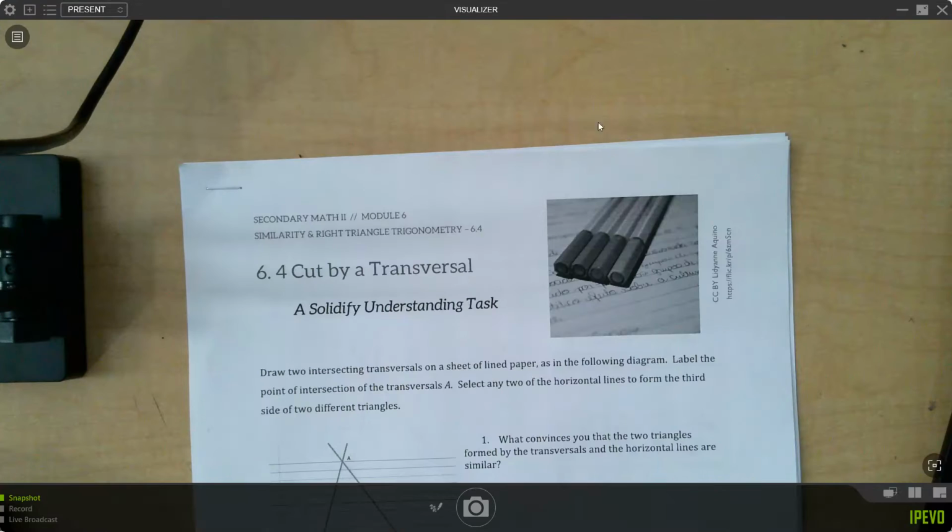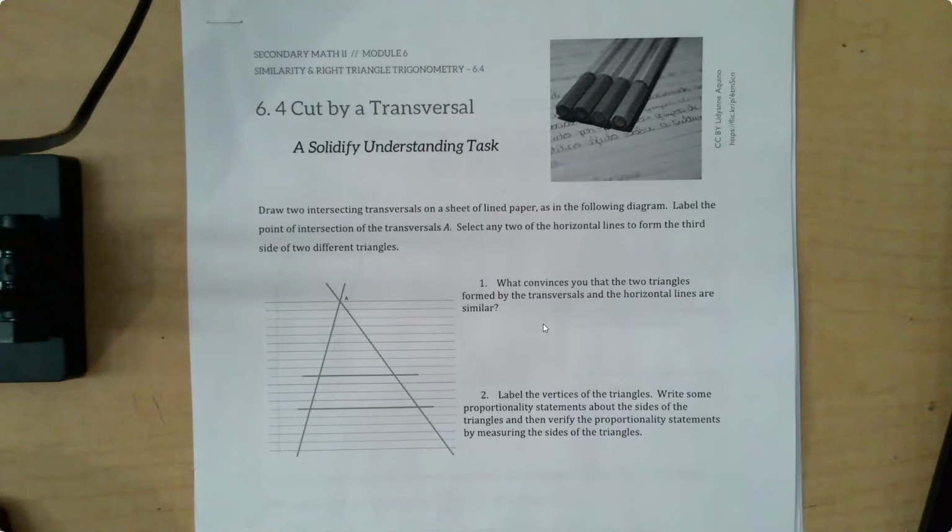All right. So today we're going to be talking about 6.4 from Module 6, and they're going to introduce some new ideas. Now, last week we first got introduced to the idea of similar figures, and here we're going to see that we can create similar figures by using parallel lines that are cut by transversals.